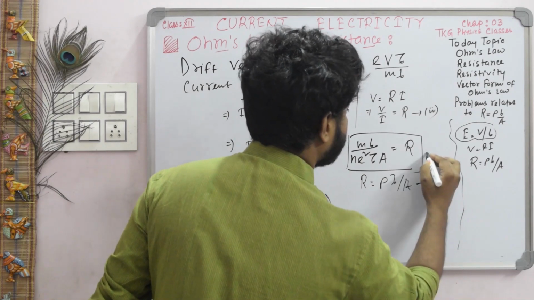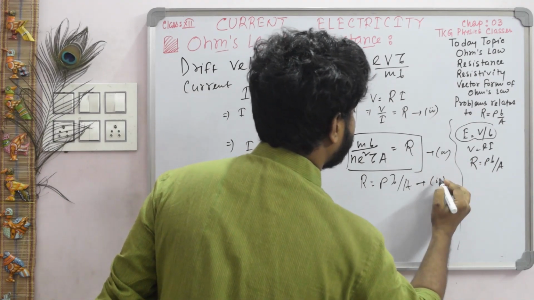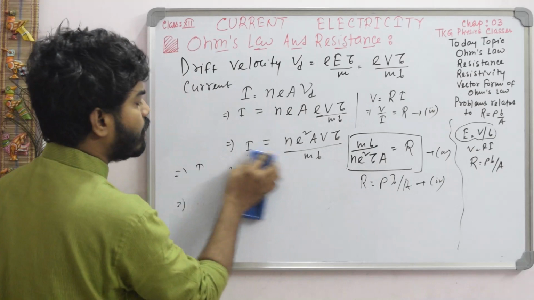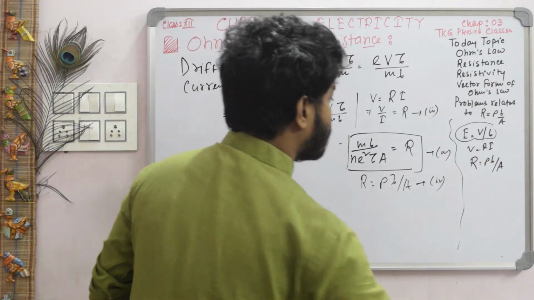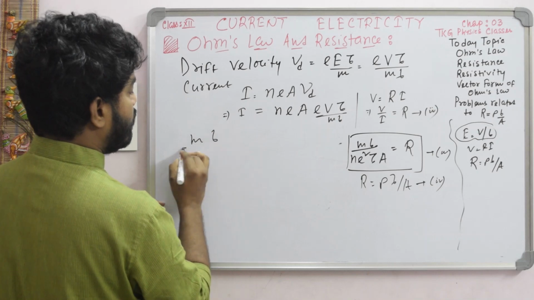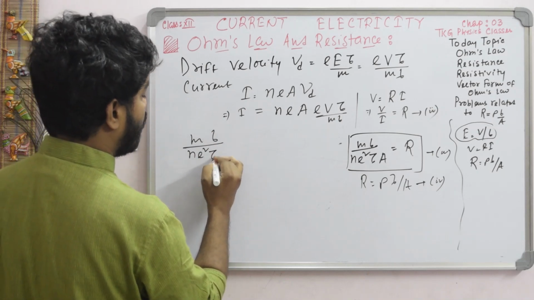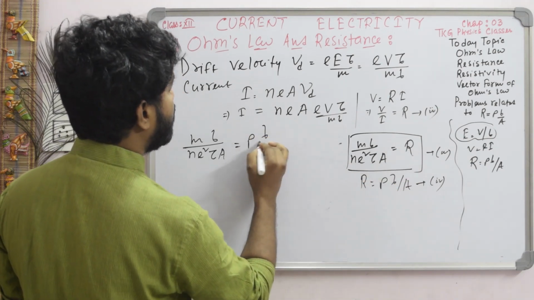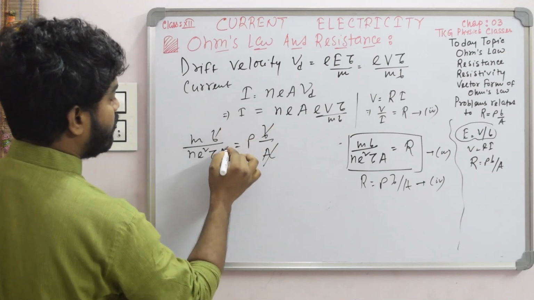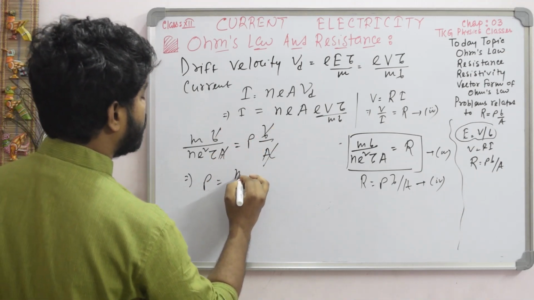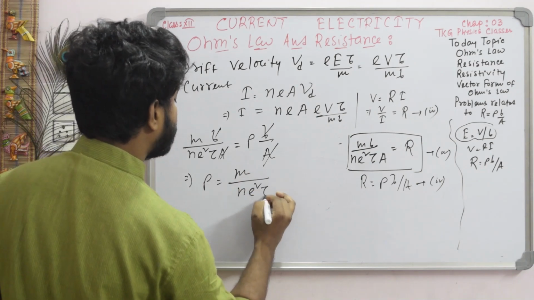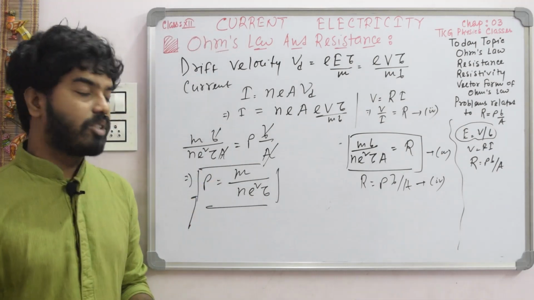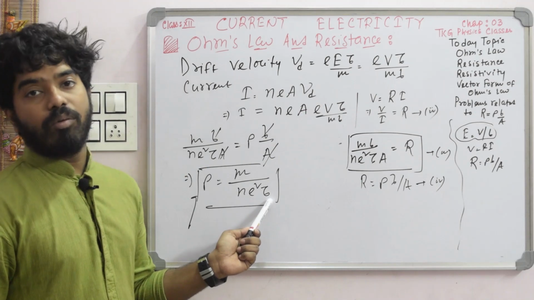Suppose this is equation 3 and this is equation 4. Now comparing equation 3 and 4, what will happen? That is ml by nE square tau A, which is equal to R, and you know R is equal to rho L by A. So write rho L by A, L by A cancels out, that is rho is equal to m by nE square tau. This is the expression of resistivity rho in terms of m, n, E and tau.